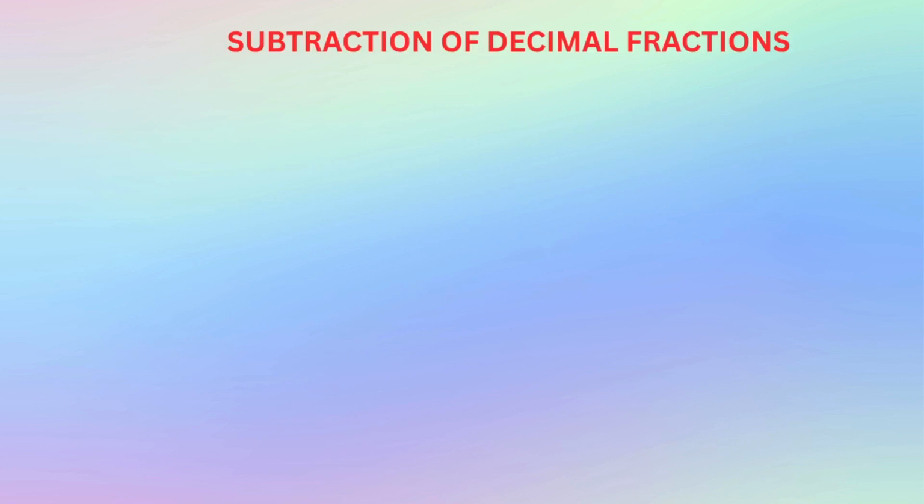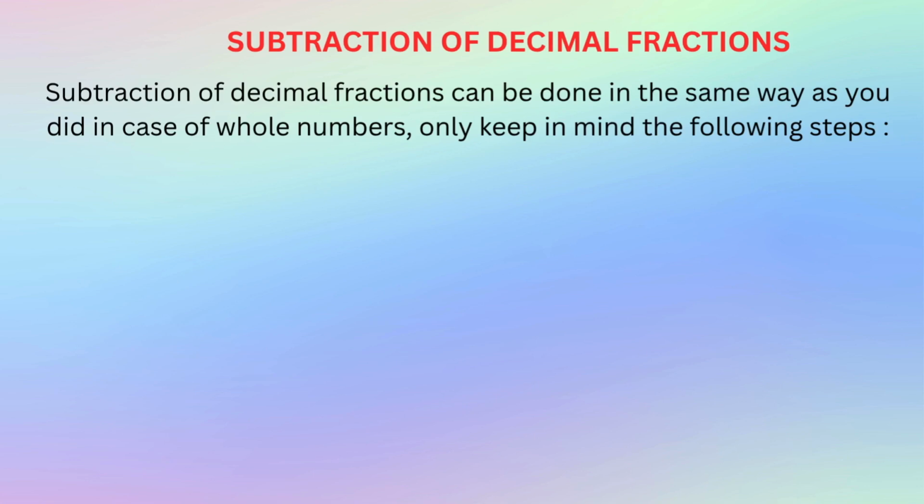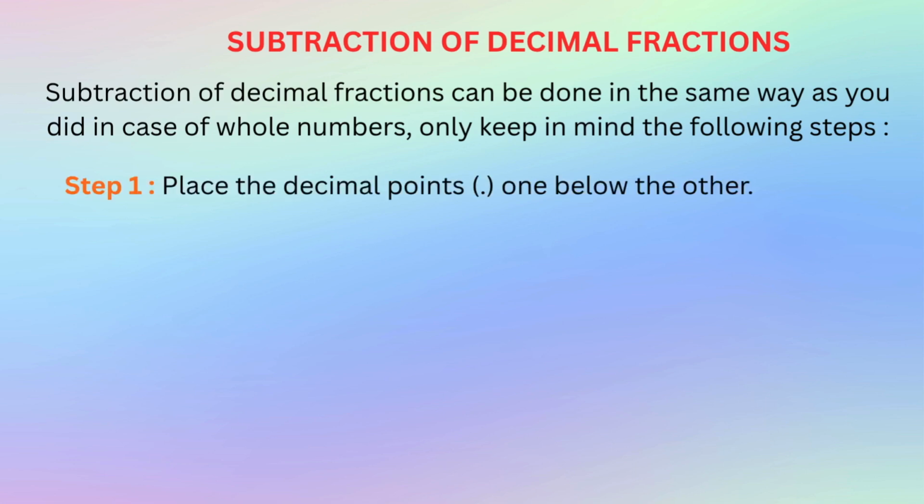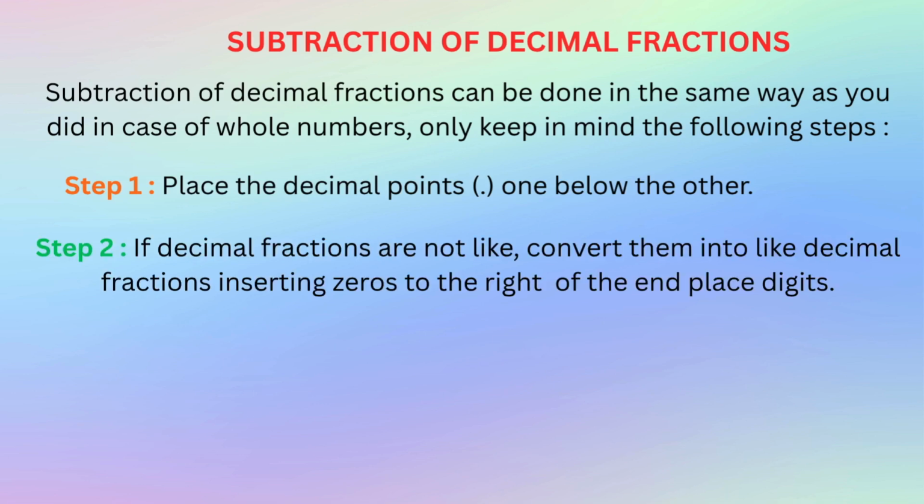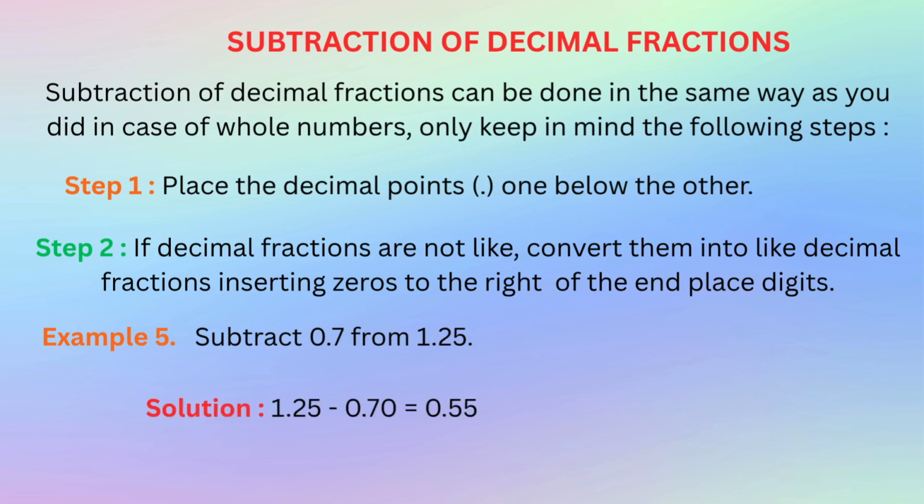Subtraction of decimal fractions. Subtraction of decimal fractions can be done in the same way as you did in the case of whole numbers, only keep in mind the following steps. Step 1. Place the decimal points one below the other. Step 2. If decimal fractions are not like, convert them into like decimal fractions by inserting zeros to the right of the end place digits. Example 5. Subtract 0.7 from 1.25. Solution. 1.25 minus 0.70 equals 0.55.